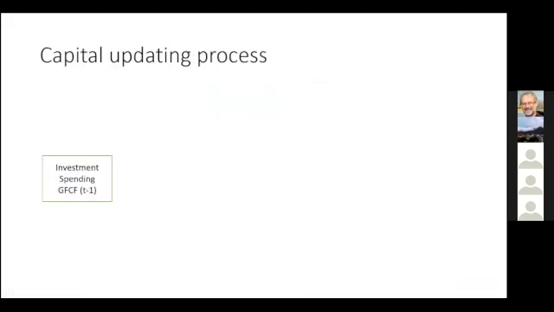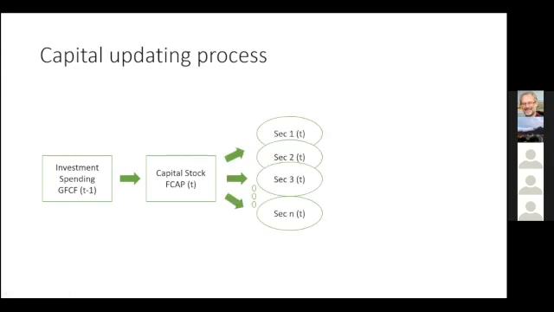Just to zone into the capital updating process. The way that capital is endogenously updated in the CG model is that the investment spending from the previous period is turned into capital stock, and then that capital stock is divided or given to various sectors in the economy.